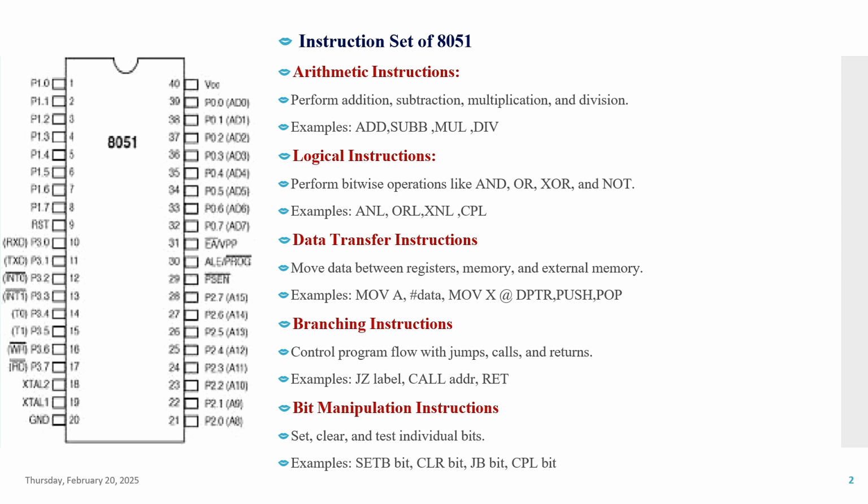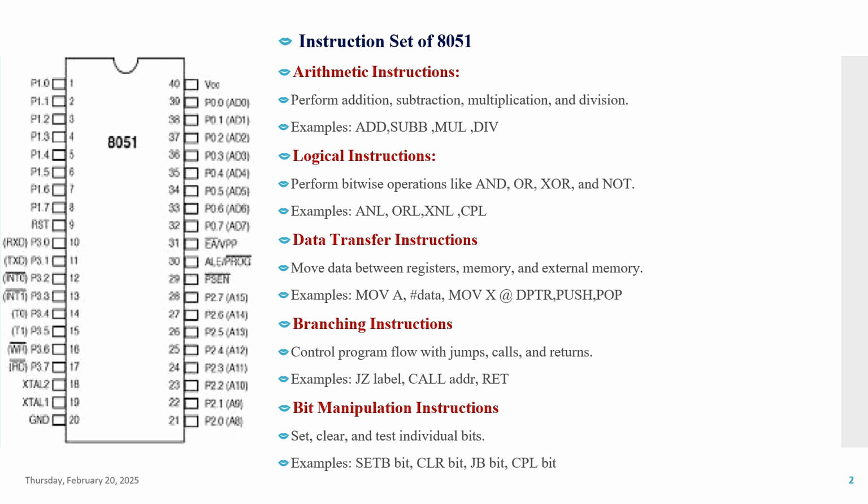Next is the branching instruction. Its purpose is to control program flow. The key operations are jumps, calls and returns. Examples are JZ label, CALL addr and RET. JZ means jump if the zero flag is set, CALL addr means call a subroutine at a specified address, and RET means return from a subroutine. We all know from the name.